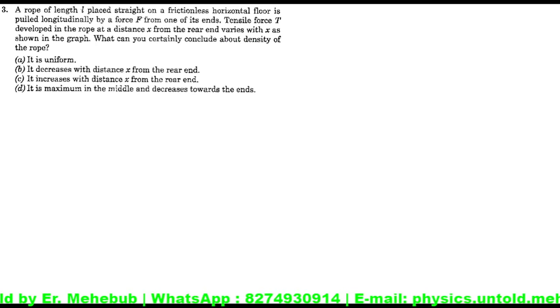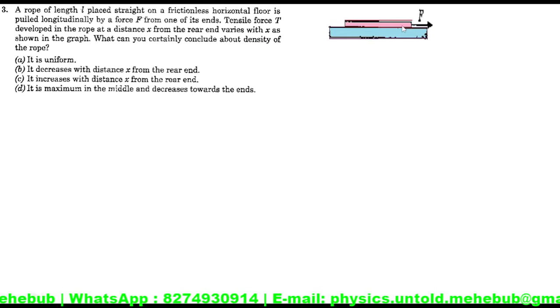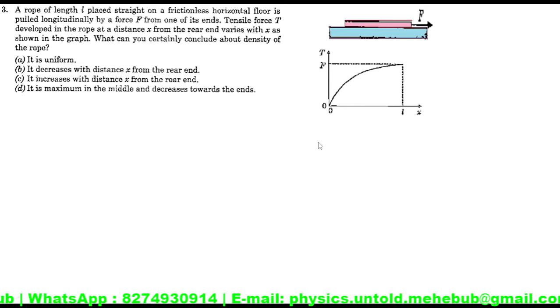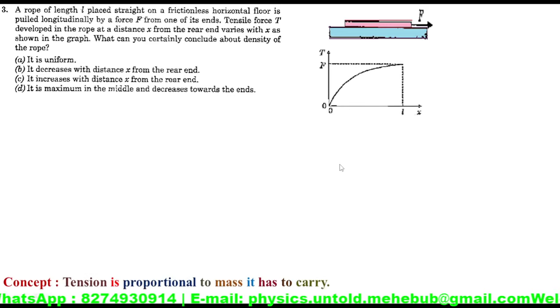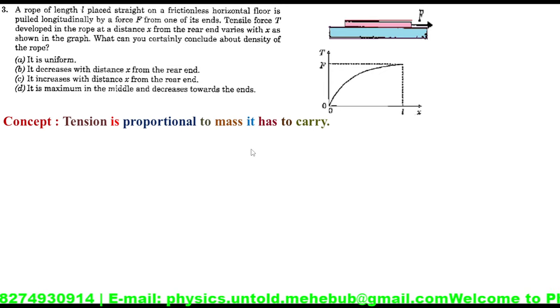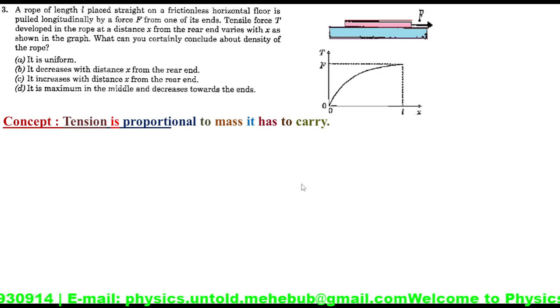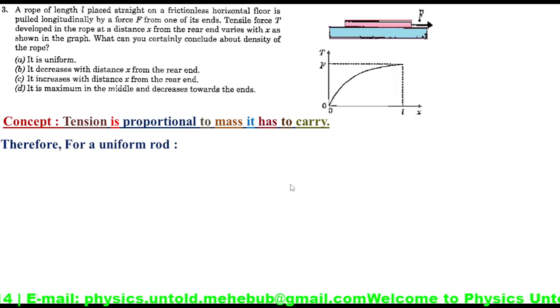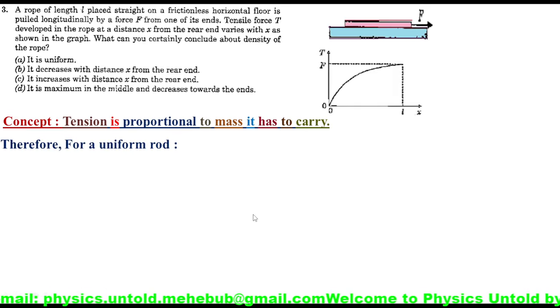So this is our question, and this is the physical situation described in our question, and this is the graph for the corresponding question. The concept behind this question is that the tension is proportional to the mass it has to carry. Therefore, first of all, let us describe what will be happening for a uniform rod.